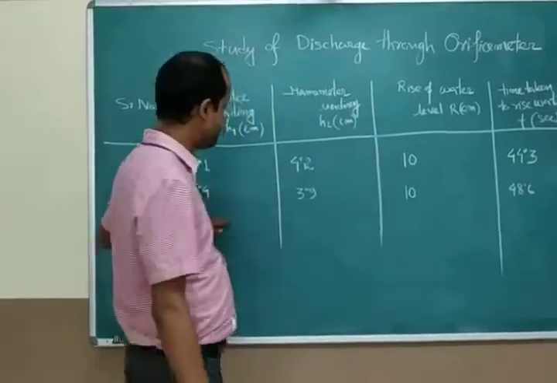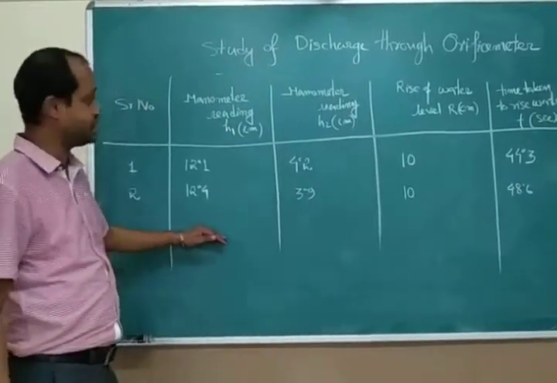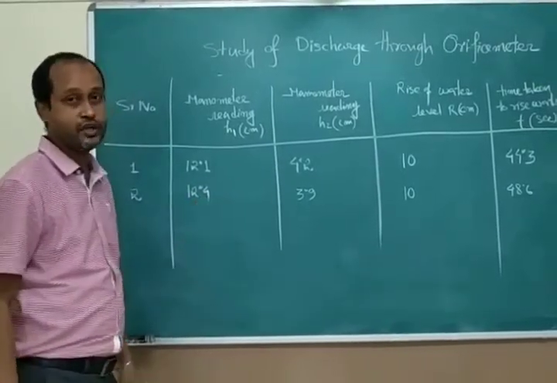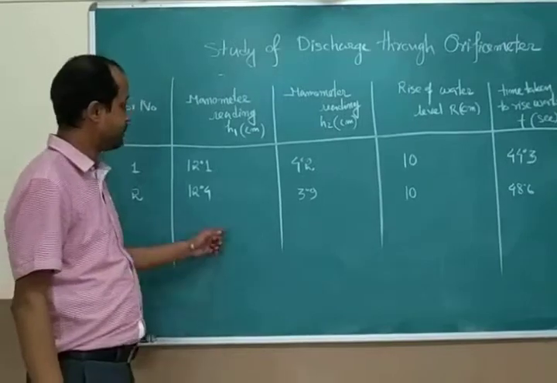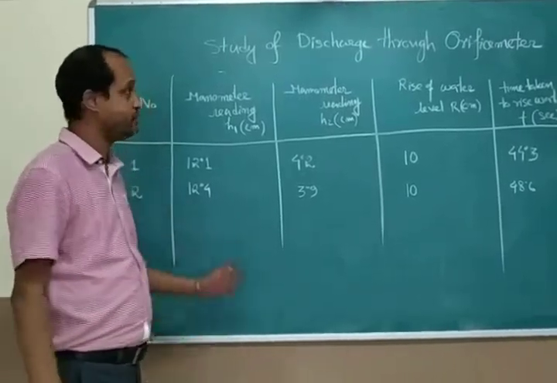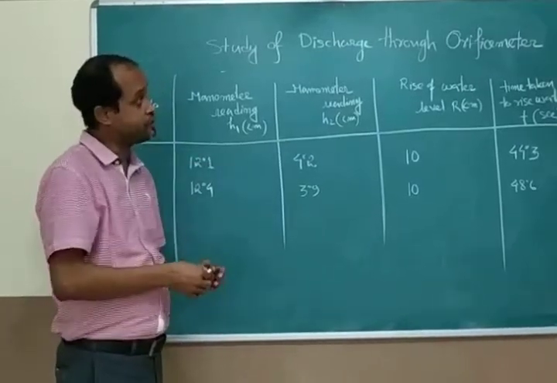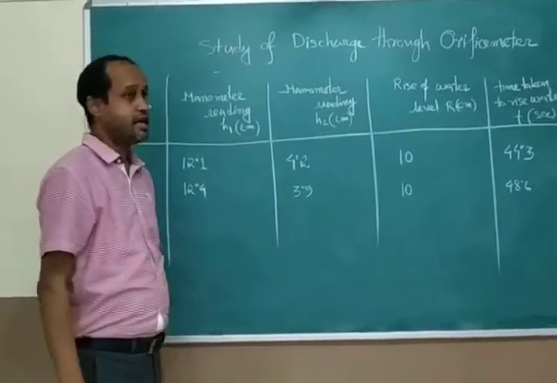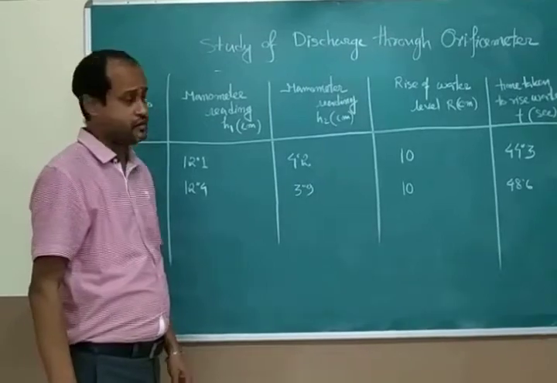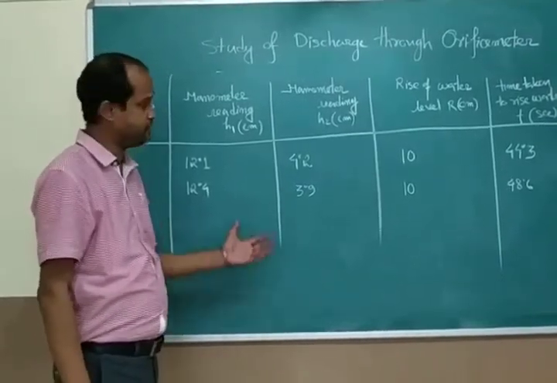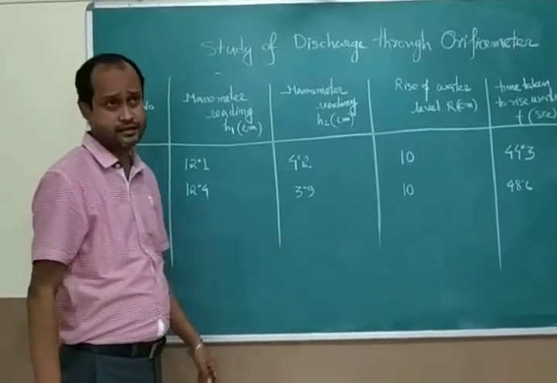So this is your observation table. From this observation table, you have to find out the remaining calculation table and find out the coefficient of discharge of the orifice meter. For an orifice meter, the coefficient of discharge is around 0.6. It can vary from 0.4 to 0.7, and if you get 0.6, it will be nice. Thank you.